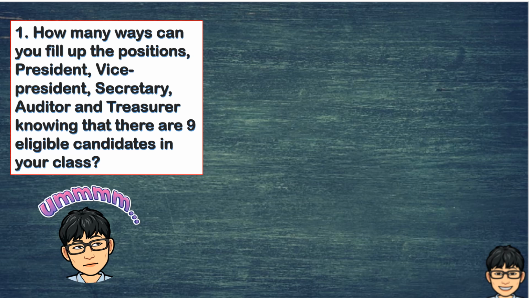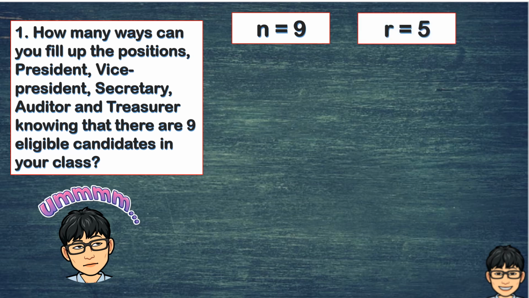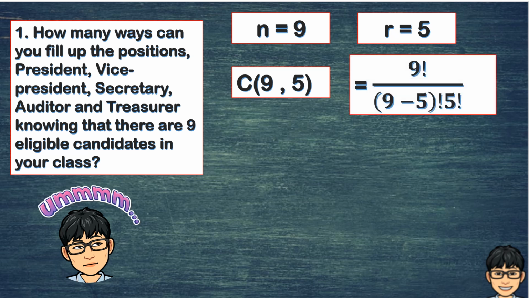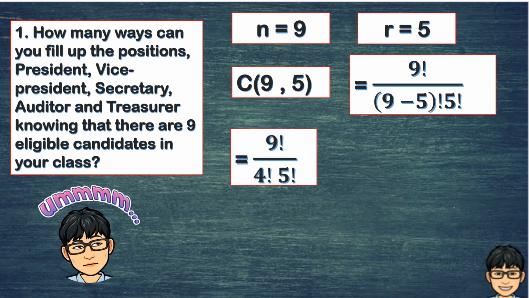Dahil meron tayong 9 eligible candidates, ang N natin is equal to 9. At dahil may 5 positions tayong pupunan, ang R natin is equal to 5. Lagi niyong tandaan na ang value ng N ay laging mas malaki sa value ng R. So we have 9 select 5. And this is equal to 9 factorial over the quantity of 9 minus 5 factorial times 5 factorial, which is also equal to 9 factorial over 4 factorial times 5 factorial.